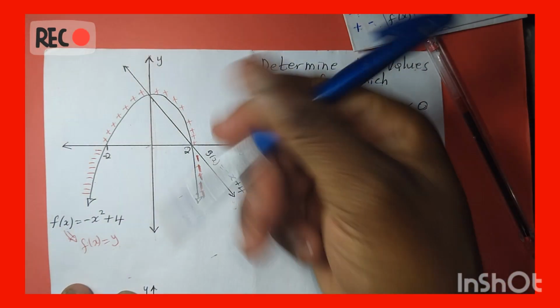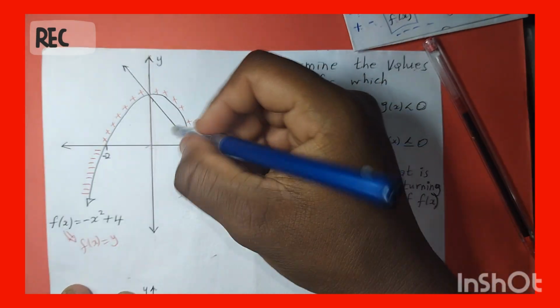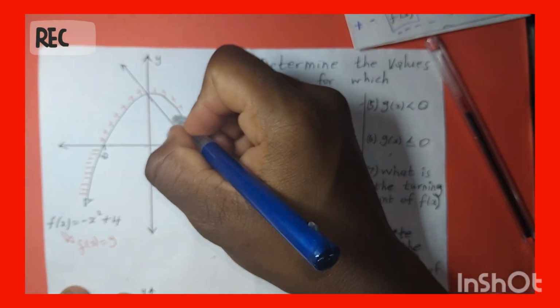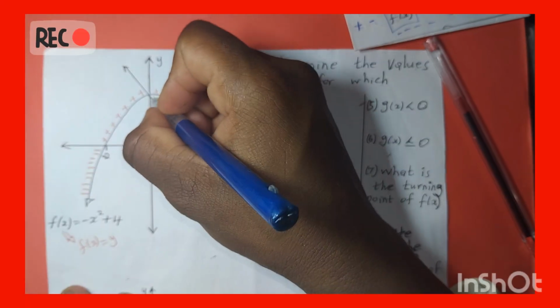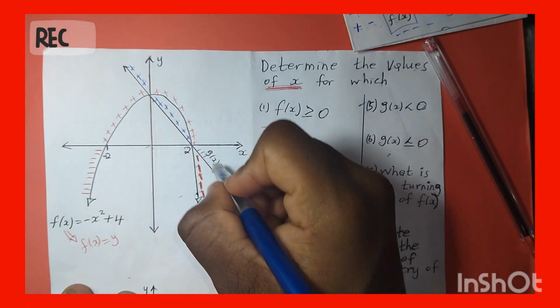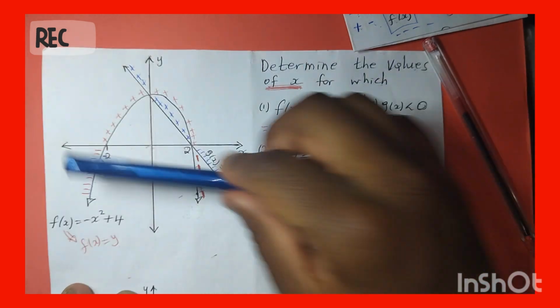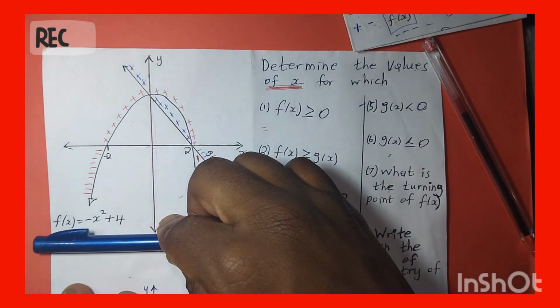And let me also indicate the same for g of x. G of x, guys, is positive here. But when you go down here, g of x is negative because it is here.